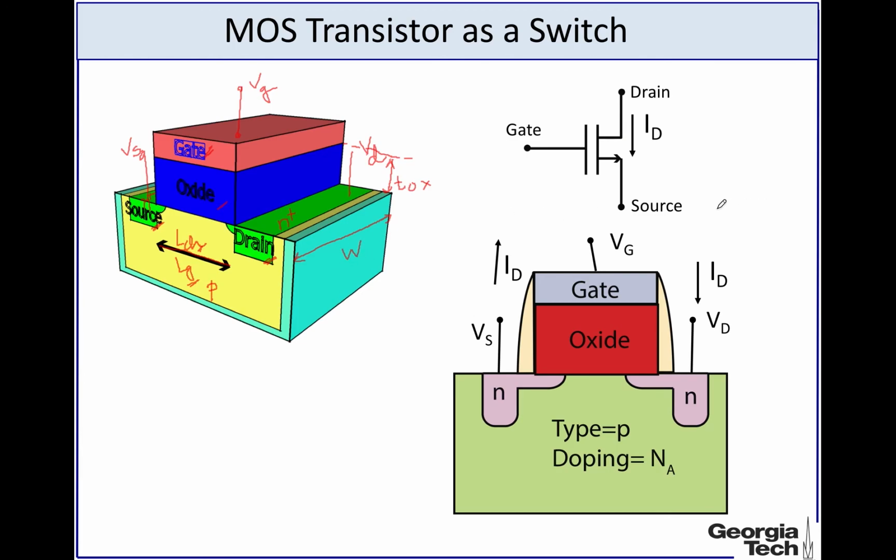Alright, so this is a 3-terminal device. This is the typical symbol that we use for a transistor. This is the gate, and these two vertical lines represent the oxide here. So this is this region, and then you have the drain and the source, and this is a 2D version of the same MOSFET here. All right.